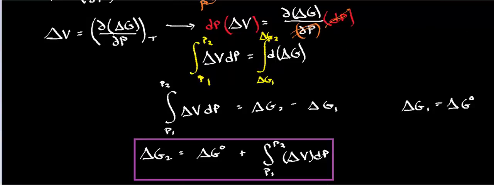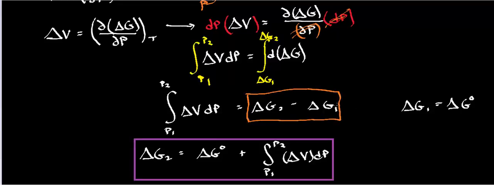So on the right side, I'm going to integrate from delta G1 to delta G2. And since all I'm doing is integrating a differential, I just get the function inside the differential, evaluated according to the fundamental theorem of calculus. On the other side, I'm just going to keep this for now as the integral from P1 to P2 of delta V dP. And on the right side, I just get delta G2 minus delta G1.